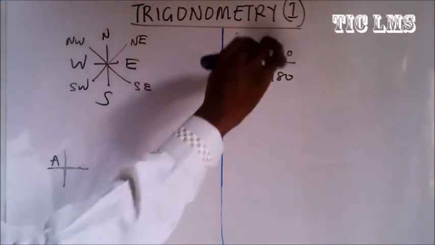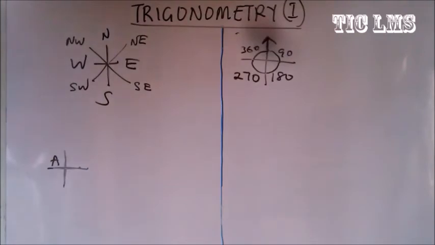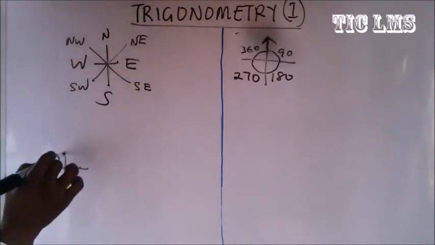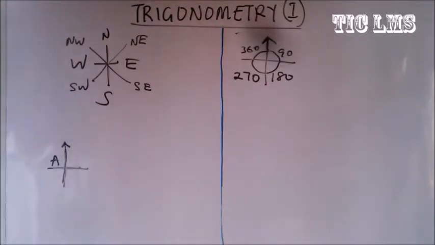Now it proceeds in the clockwise direction. So if you are told that a body is 53 degrees from A, what we'll do is that from A we'll mark that here is the north of A.